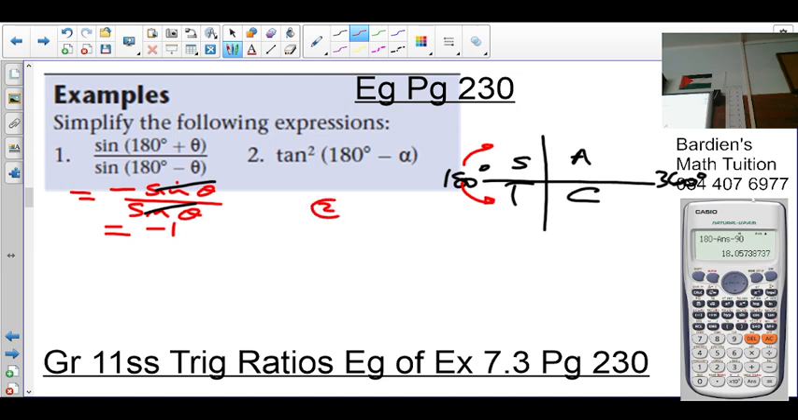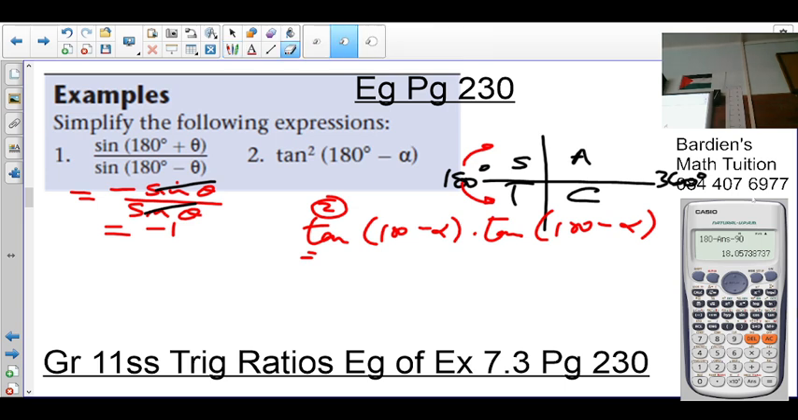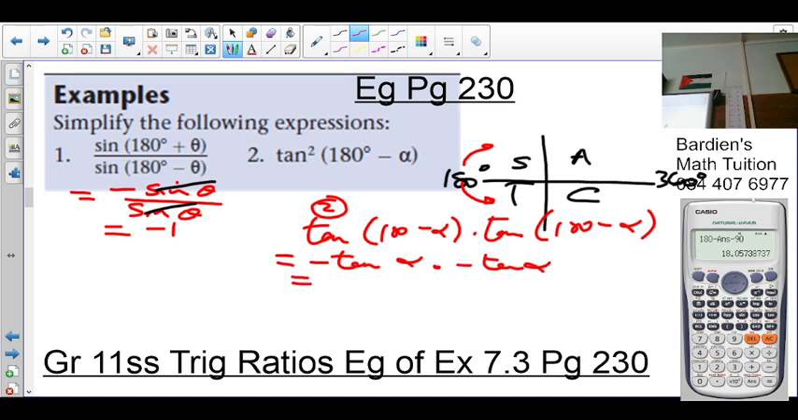Let's look at number 2. We have tan squared 180 minus alpha. If we expand that, it will simply be tan 180 minus alpha times tan 180 minus alpha. In the second quadrant, is tan positive or negative? It is negative. So it's negative tan alpha times negative tan alpha. Negative times negative is a positive, and tan times tan is tan squared. We made a note: from a square, you'll never get a negative. It will always be positive.